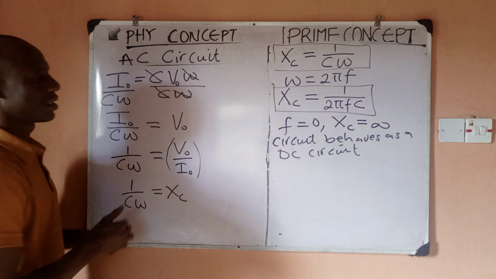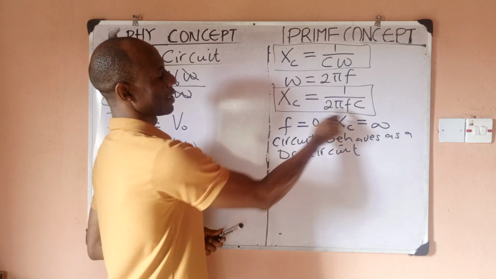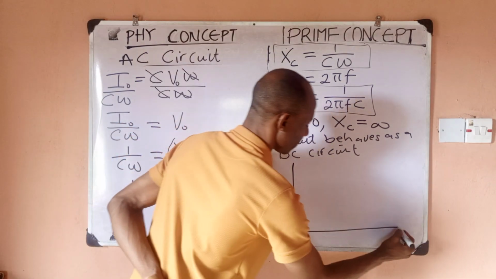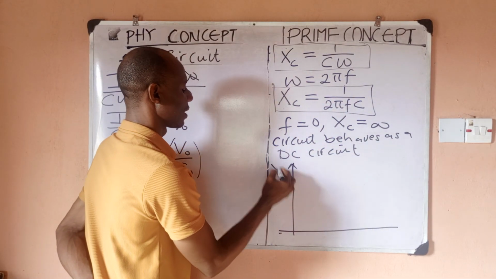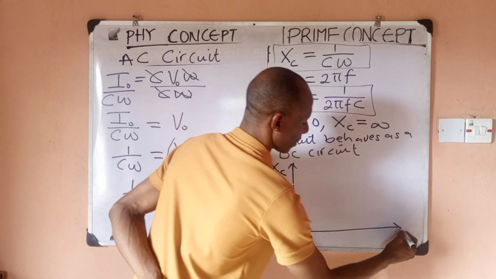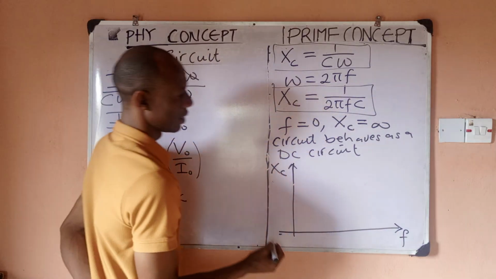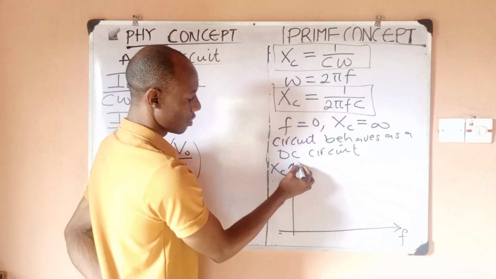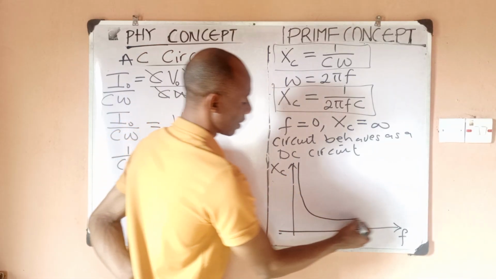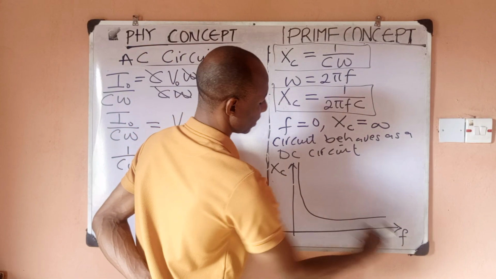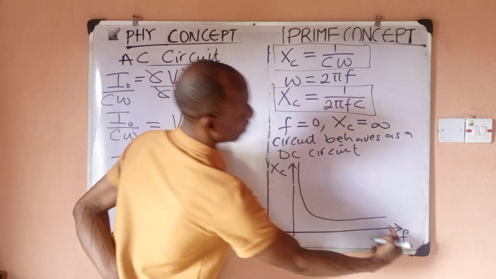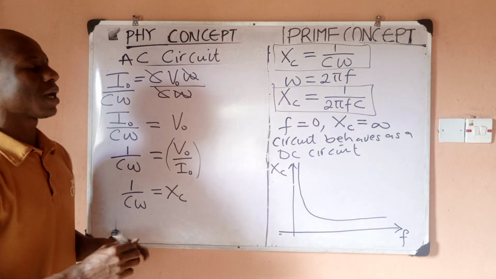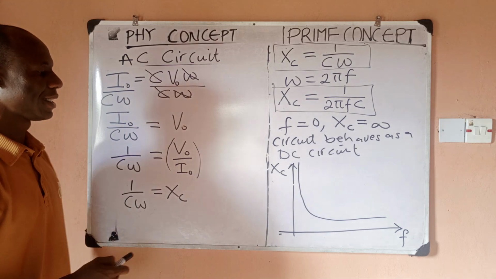So what will be the graph that relates XC and f? It's very simple. I can show this graphically. If I call this XC and call this the frequency, it means that the graph of this against this is going to be a curve. So it's going to be like this, like this. So while this is increasing, this one is decreasing, or while this is decreasing, this one is increasing. So this is what you have as the graph of XC against f.